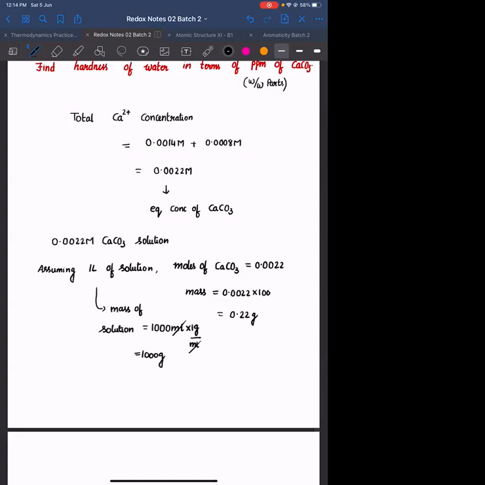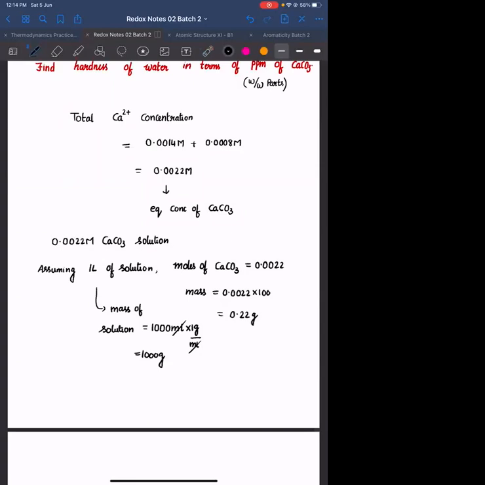Here we need to take an assumption. Because of the presence of CaCO3, definitely the density of water is going to change, but the change will be very, very less. Hence, I'm assuming the density of water as 1 gram per ml only. Reason kya hai? The concentration of CaCO3 is very, very less. Agreed?